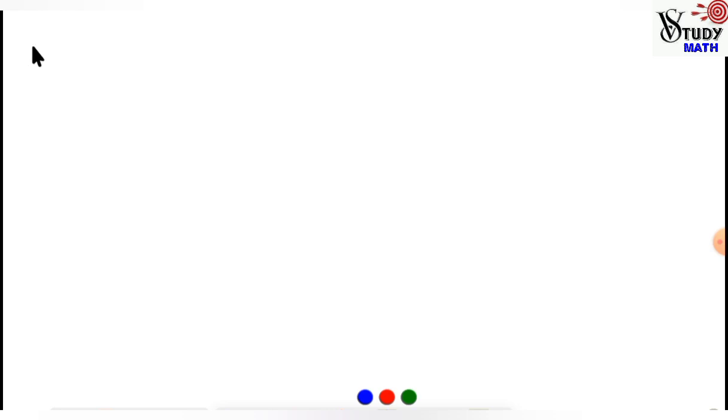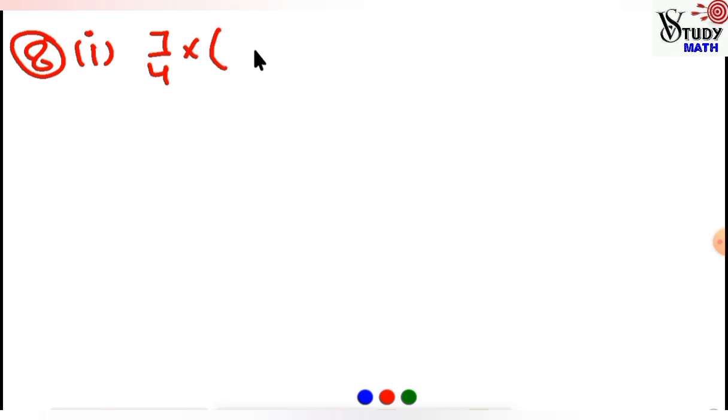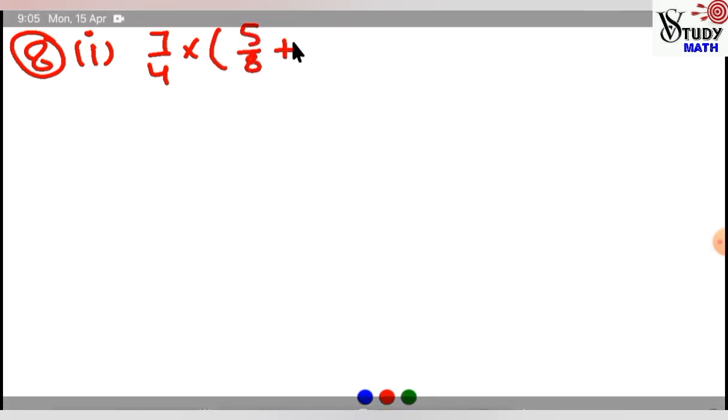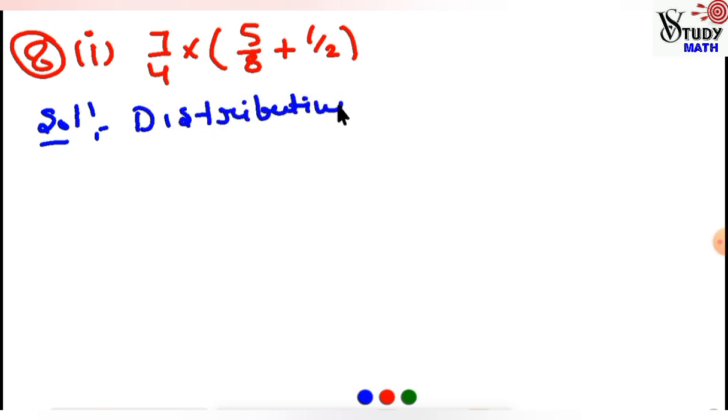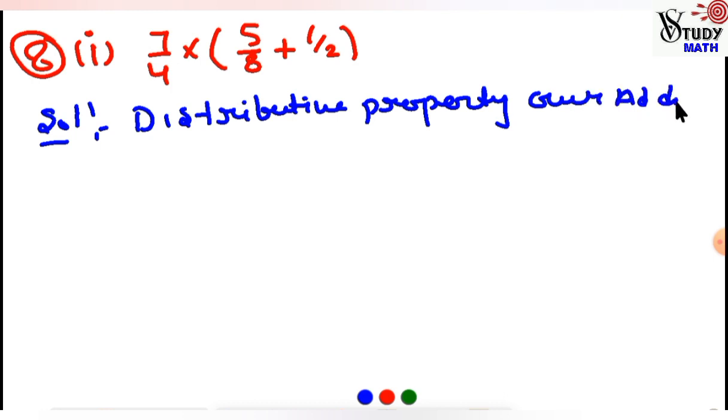Now comes to question number 8, part 1. Given here 7 by 4 multiply 5 by 8 positive 1 by 2. So we also have to tell the name of the property we are using here to solve this question. So that is distributive property over addition. This is the name of the property we are using here.